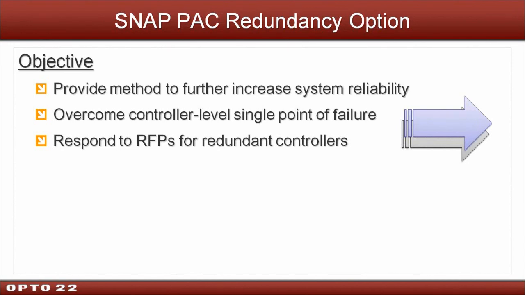First of all, anytime you're talking about redundancy, it's really about providing a method to increase system reliability. For people who are familiar with Opto 22 and our SNAP PAC systems, dating back all the way to Mystic, our system architecture has always been inherently reliable, and that's how Opto got its name and its reputation, but also in the manner in which we've architected our systems.